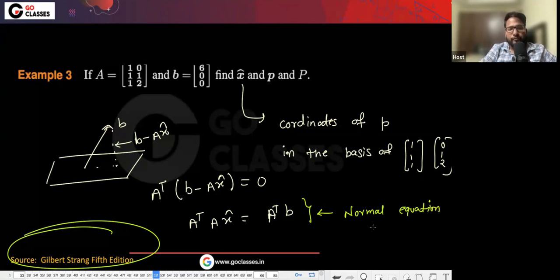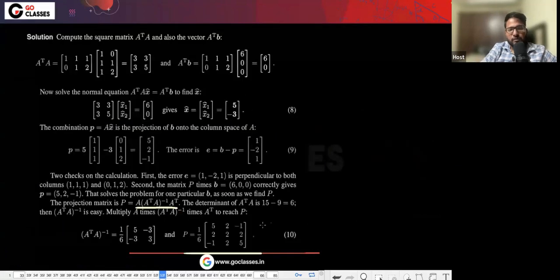So you can calculate X cap, and once you get X cap, you can also calculate P. What is P? A X cap, right? And the projection matrix formula you also know, right? So you can calculate all of this. The projection matrix will be this, and then you can get the answer.